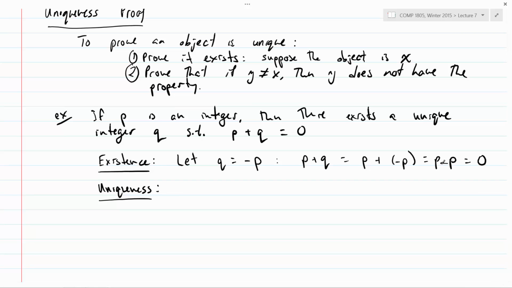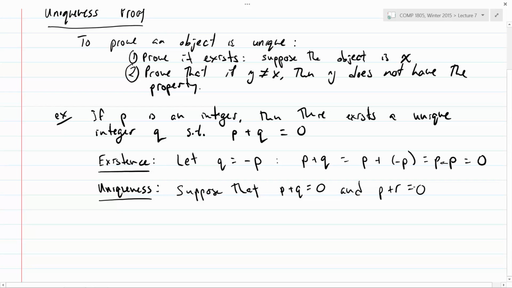All right. So what we'll do is we'll suppose that P plus Q is 0 and P plus R is 0, and that they're different.